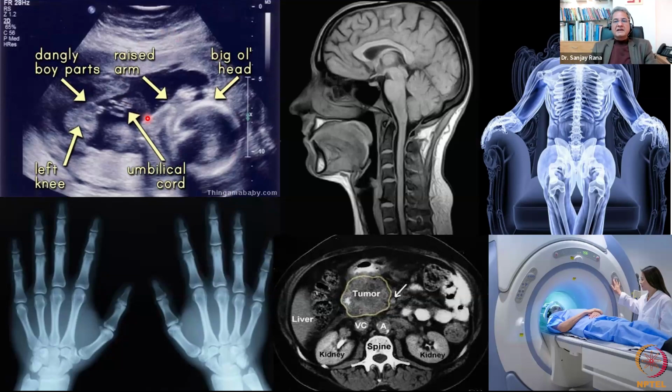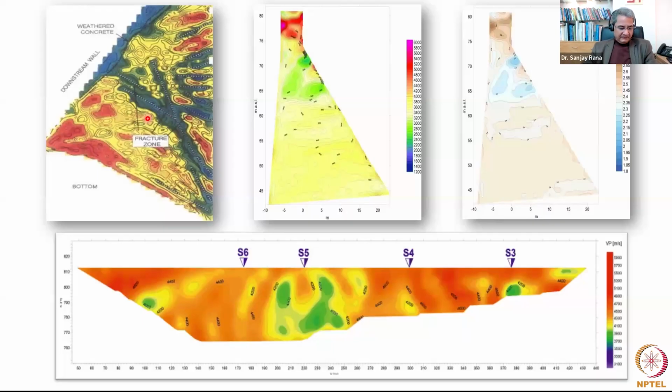Now, if you compare this to the images here, which are basically geophysical images, in geophysics also, we are sending different kinds of rays and waves inside the earth or the structure to create an internal image of the particular structure. Now, these can be seismic waves, these can be electrical fields, or we can be measuring naturally occurring fields, for example, gravitational field or magnetic field, etc.